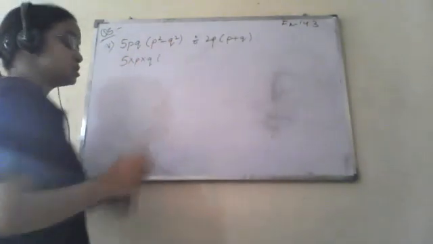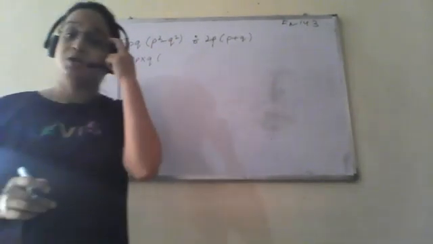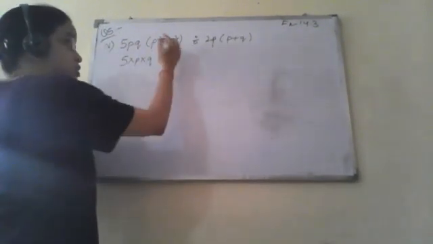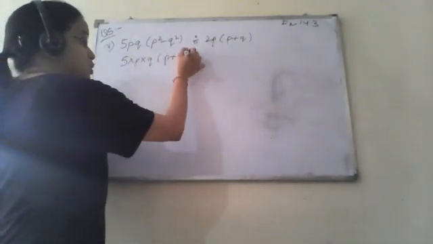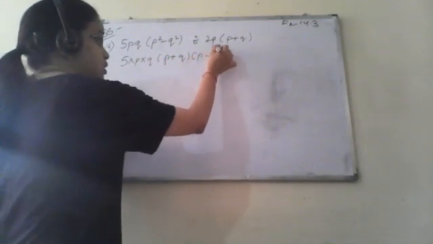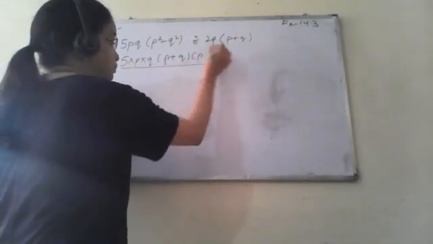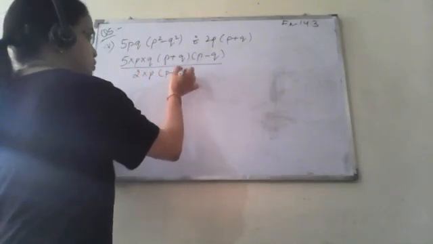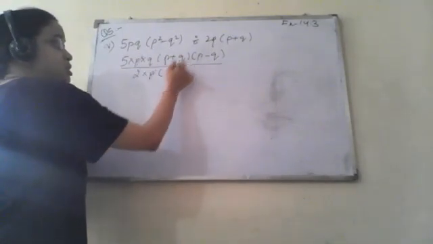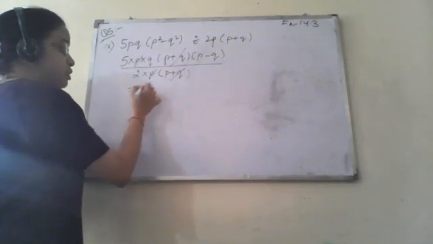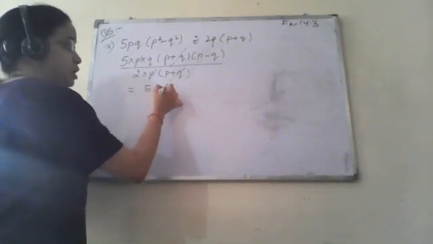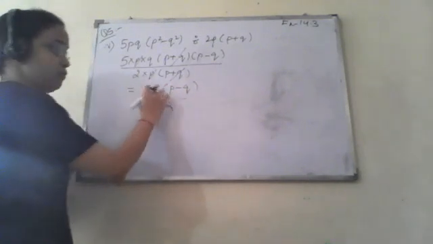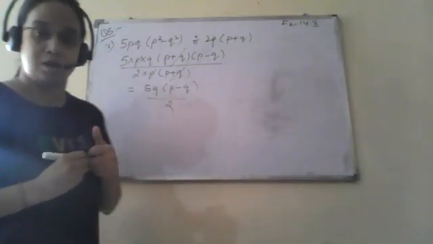Now what is this? This is a square minus b square form. So what was a square minus b square? It was a plus b into a minus b. So this will be p plus q into p minus q. And this is 2 into p and p plus q. So this p is cancelled, this p plus q is cancelled. So what is left? In the numerator this is 5q and this is p minus q. So this 5q into p minus q upon 2 is the answer.